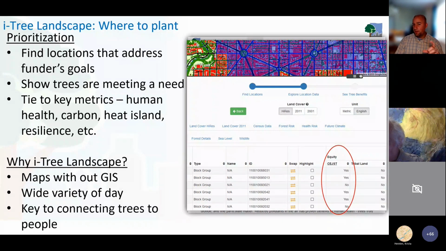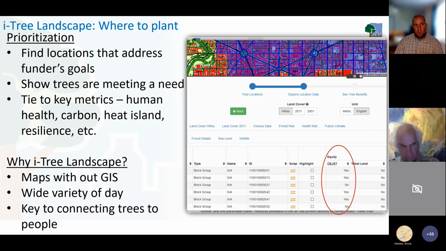And now we have a column in iTree Landscape that'll tell you which of your block groups, so which of the areas you've outlined of interest, fall into those places that the federal government wants to fund things like tree planting or other outcome-based opportunities to increase the justice on those properties and increase equity on those properties. So that's within iTree Landscape, and really quickly, again, you can pull those out and say, we're working on the lands that are important to you, the funder.